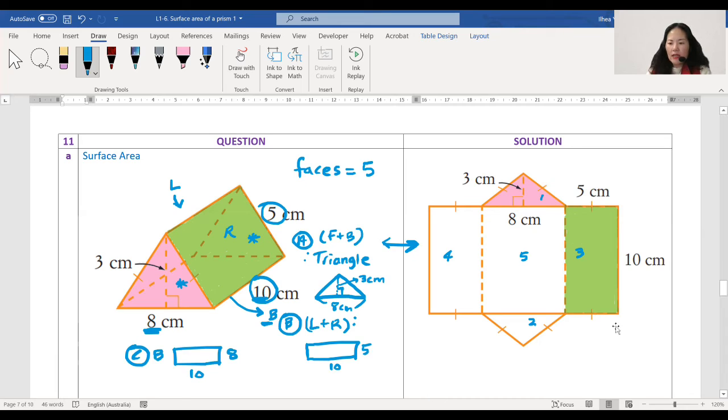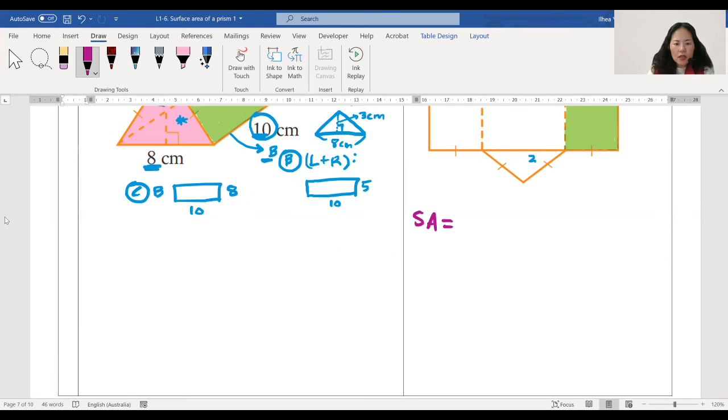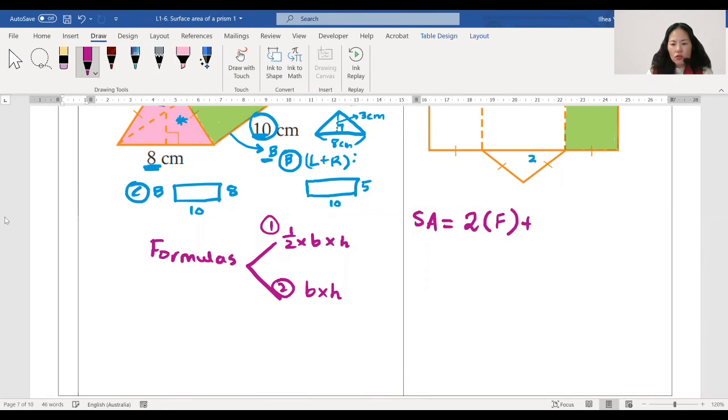So now all I need to do is calculate. But before I do that, I'm just going to write some formulas. We needed 2 formulas, didn't we? One is for a triangle, which is half times base times height. That's the first one. And second, for a rectangle, is base times height. So for surface area, I'm going to go front and the back, which are the two triangles. Two left and right, I'm just going to go with my left. And then one base, the bottom. So I'm going to do that.